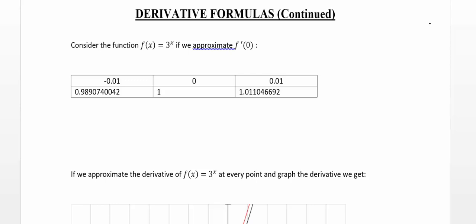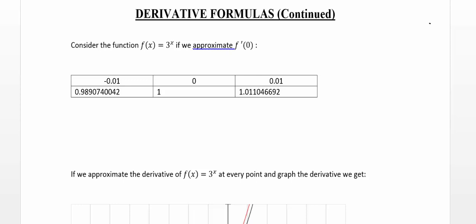Derivative formulas continued. Now that we know the derivative formulas for polynomials, power functions, and trigonometric functions, we want to take a look at the remaining functions that we study in this course, and that includes exponential and logarithmic functions. For exponential functions, let's start with the example 3 to the x. So consider the function 3 to the x.